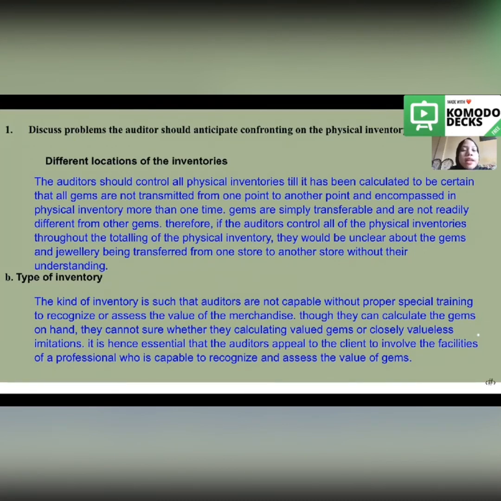B. Types of inventory. The kind of inventory is such that auditors are not capable, without proper special training, of recognizing or assessing the value of the merchandise. Though they can count the gems on hand, they cannot show whether the counted gems are valuable or closely resemble valueless imitations. It is hence essential that the auditors ask the client to involve the services of a professional who is capable of recognizing and assessing the value of gems.